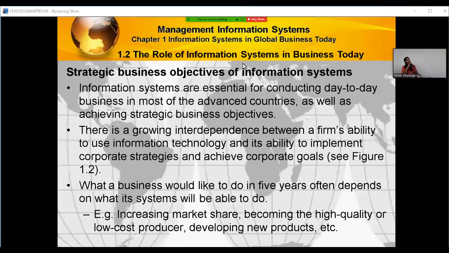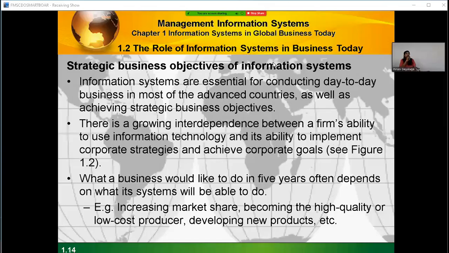So today we are moving under the same topic, the role of information systems in business today. We are moving to the new part, which is strategic business objectives. During the lecture, if there's any issue with the sound, or if the issue continues, please inform us.